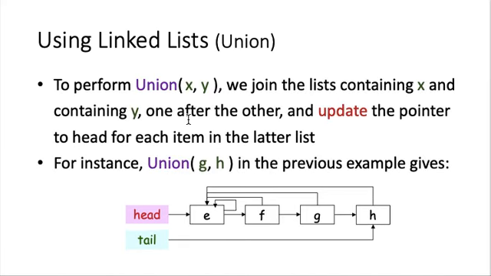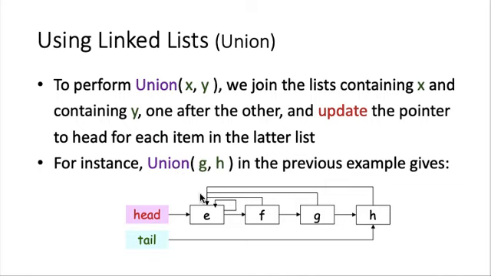Now to perform union of two items, X and Y, we just find out the list containing X and the list containing Y. This is very easy because from X, we can trace the head pointer, and from Y, we can also trace the head pointer. Then we get the corresponding lists, and after that, what do we need to do? We update the head pointer for each item in the latter list. So what does that mean?